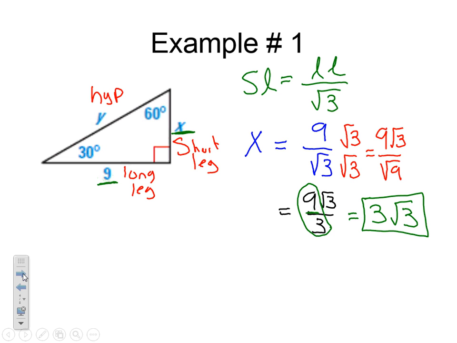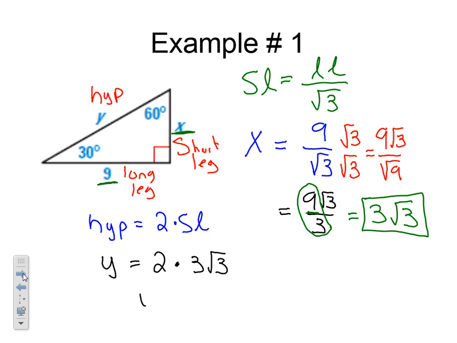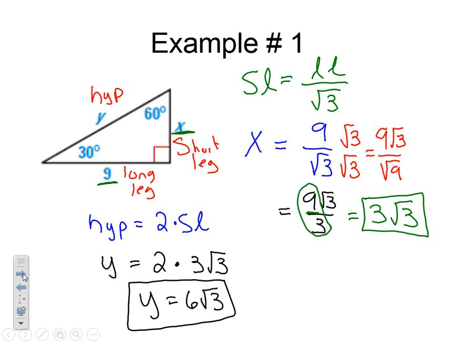Now that I know my short leg, I can go back and find my Y, my hypotenuse. So here, hypotenuse equals 2 times my short leg. So hypotenuse is Y. So Y equals 2 times 3 square roots of 3. So Y equals 6 square roots of 3. So we found both of our answers for example 1.